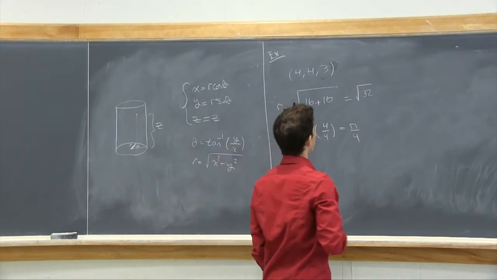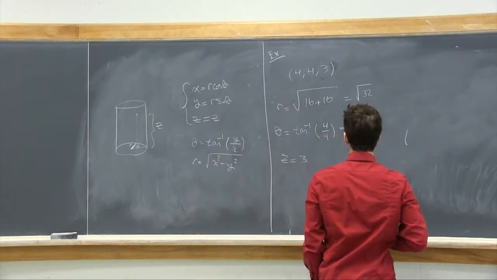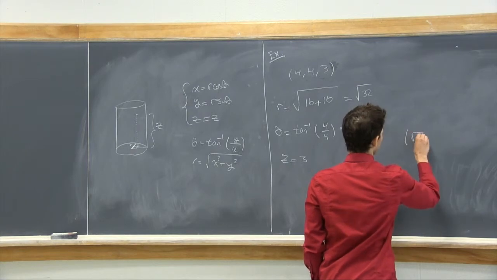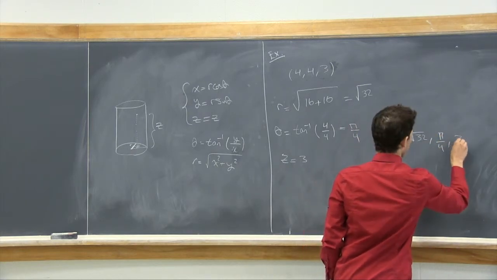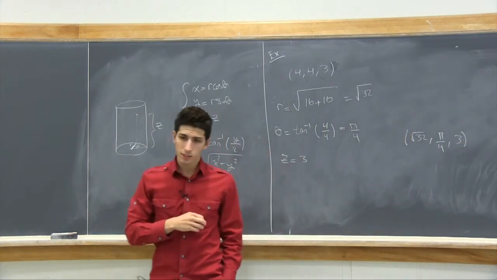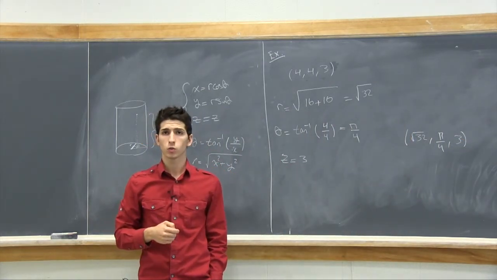So in fact, our point in the cylindrical coordinate system is going to be root 32, pi over 4, and 3. And there you have it. That's a very easy example done in the cylindrical coordinate system.